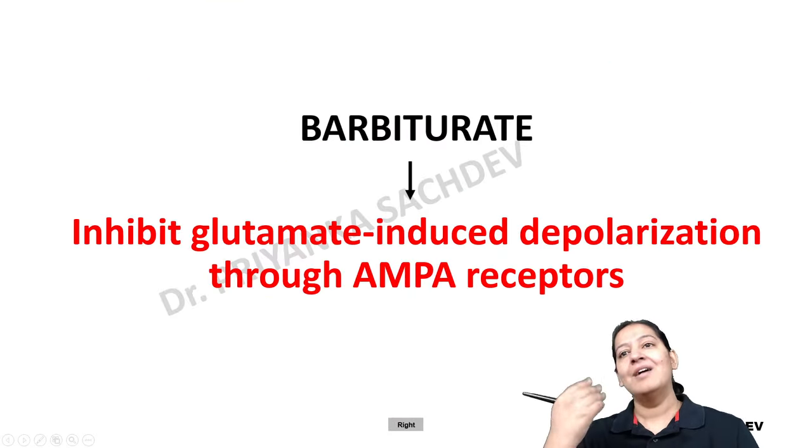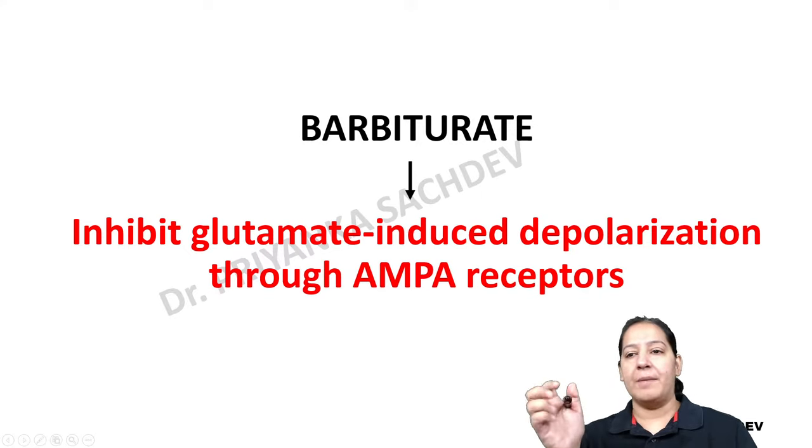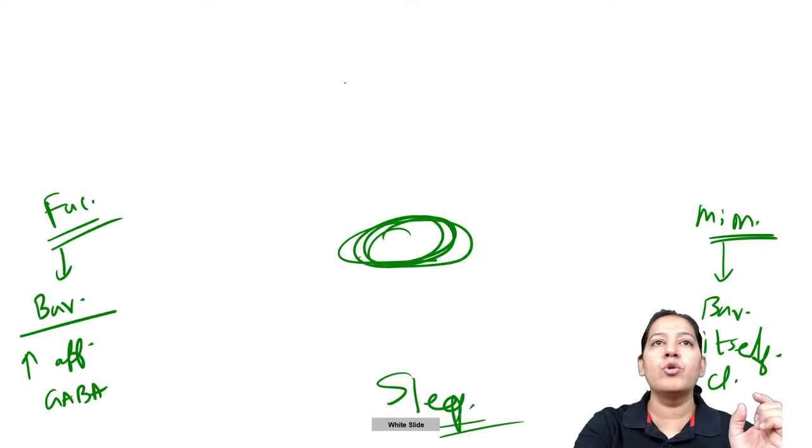There are three actions. Now, the third action is not about GABA. It is about glutamate. As I have told you, there are two neurotransmitters.